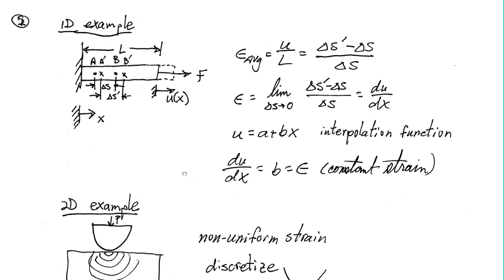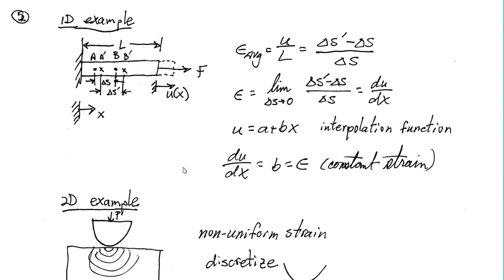Okay, let's dig into an example. This is a fairly simple example, one-dimensional deformation of a bar. Here is the outline of my bar, its original shape. It's constrained on the left. It has a length L, and I want to illustrate this point by talking about 2 points.